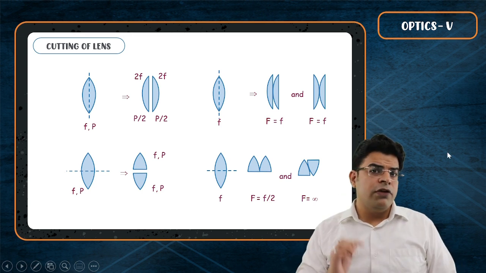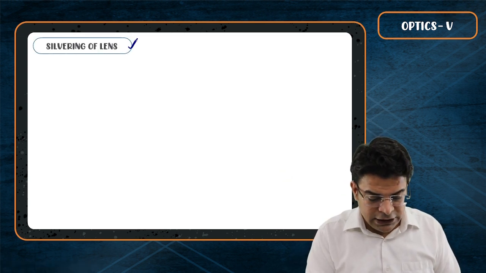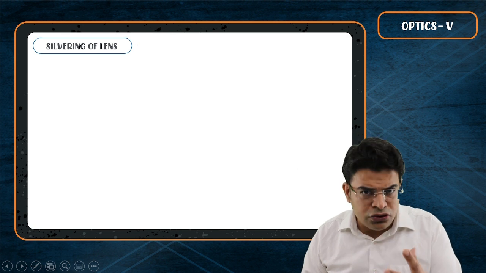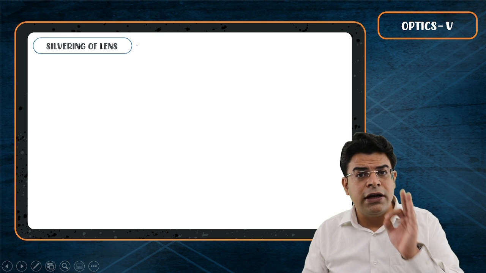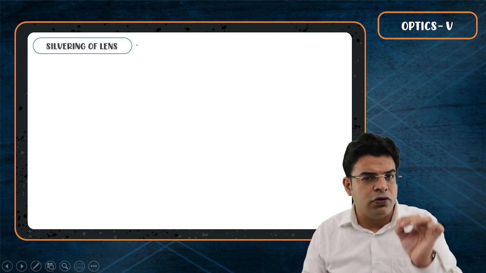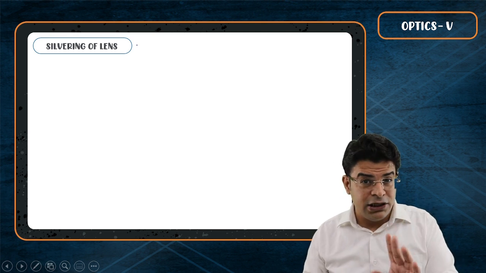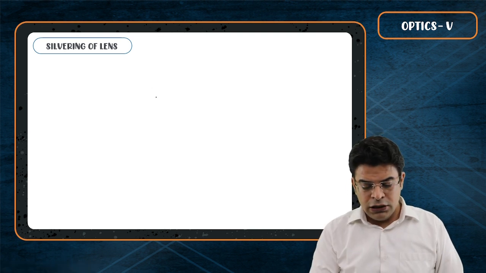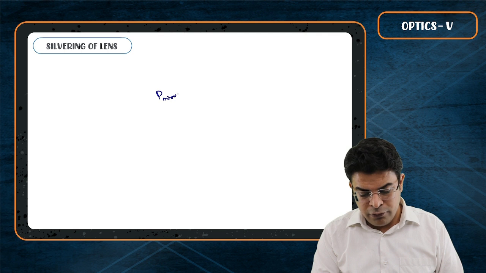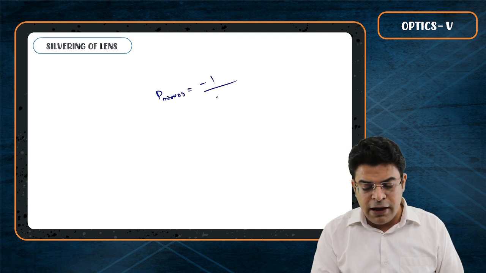So now we will talk about silvering of lenses, which can also be understood as lens and mirror combination. Now, I know that the majority of students find this particular part tough. It's easy. You just need to remember two definitions. The first one, the power of mirror equals minus 1 by focal length of mirror.